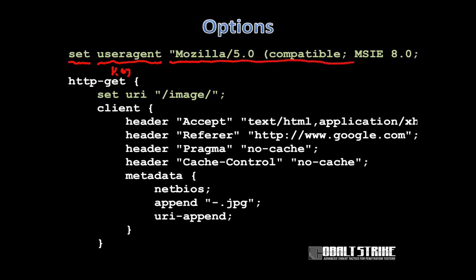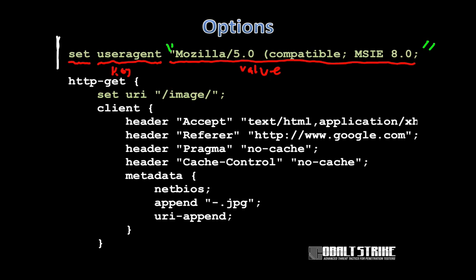Here, we're setting the user agent value, which is a global value, and the user agent global value affects the HTTP user agent in all of the HTTP requests that the Cobalt Strike beacon payload makes. One other thing about options is that the option value is always wrapped in double quotes. So it makes sense that the user agent option is global.